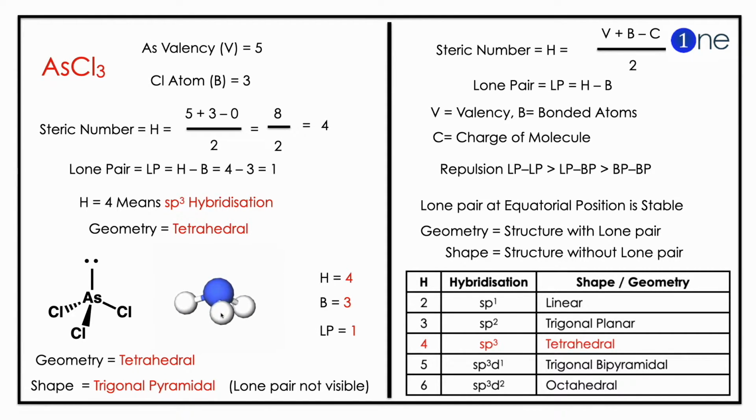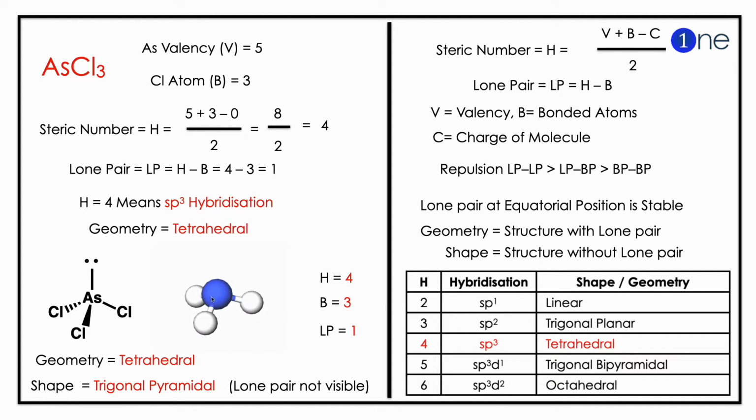To find the hybridization, you should know the steric number, which is H equals (V plus B minus C) divided by 2. Osmium valency is 5, chlorine atom is 3. So if you substitute in the formula, you have 8 by 2 gives 4, and the lone pair calculation will be H minus B, which gives 1. So H equals 4 means sp3 hybridization with one lone pair.